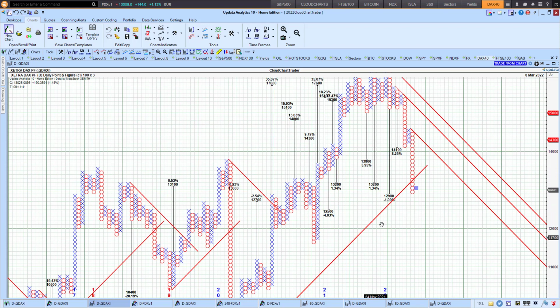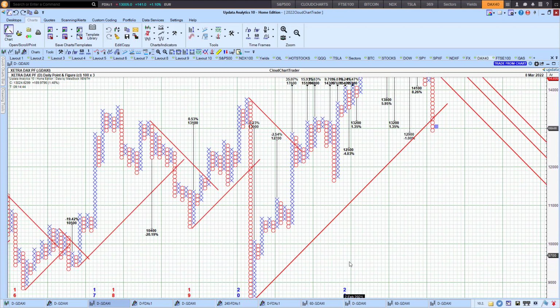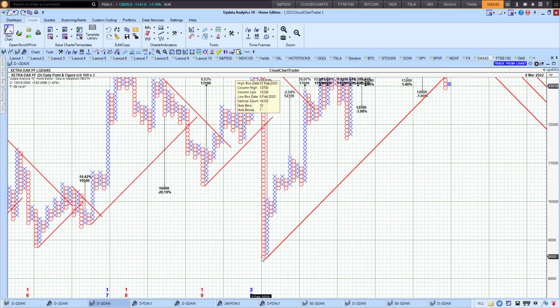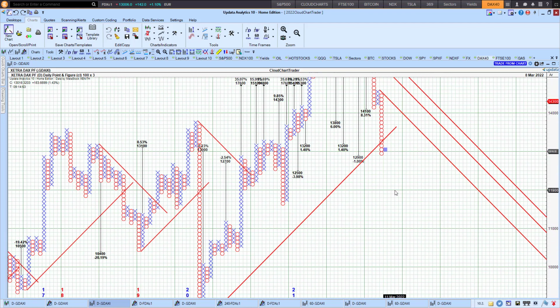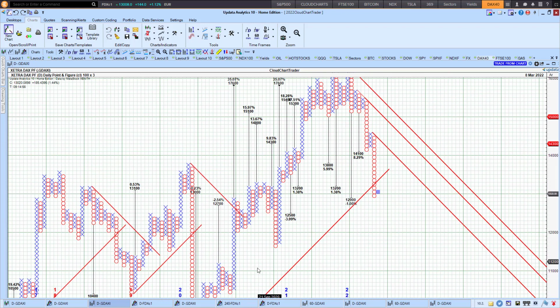There's a point-and-figure chart trend line here. We can see the index is desperately trying to rebound from that trend line, and that comes from this significant low of February 2020. So we can see the COVID low is trying to find support at that low, that point-and-figure chart trend line.